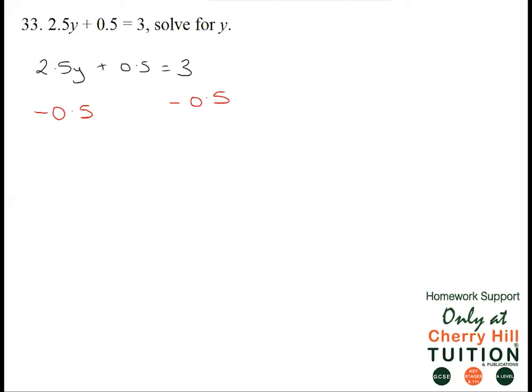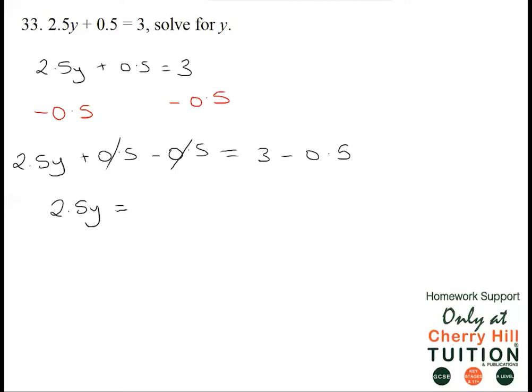On the left-hand side, we get 2.5y plus 0.5 minus 0.5, which is equal to 3 minus 0.5. On the left-hand side, the plus 0.5 and the minus 0.5 cancel out, leaving us with 2.5y. And on the right-hand side, we have 3 minus 0.5, which is 2.5.